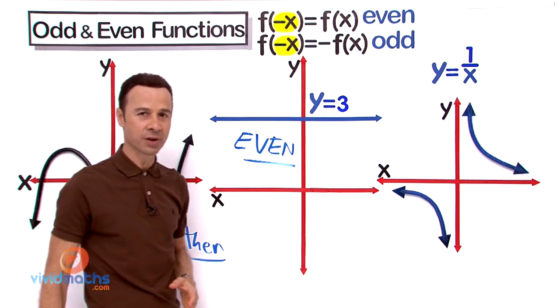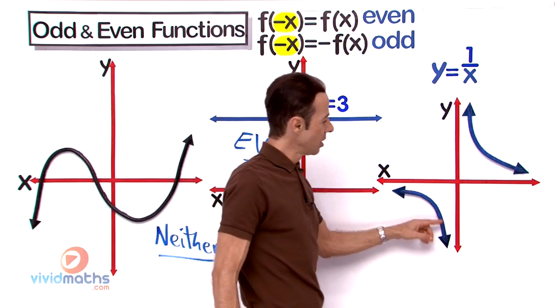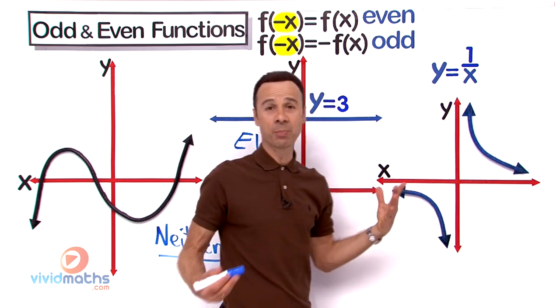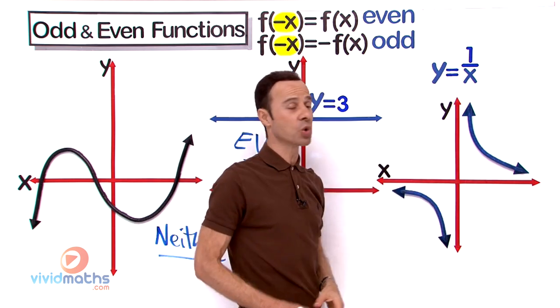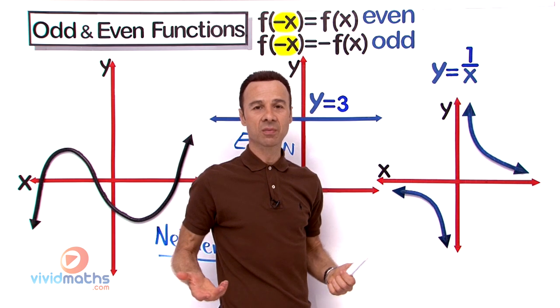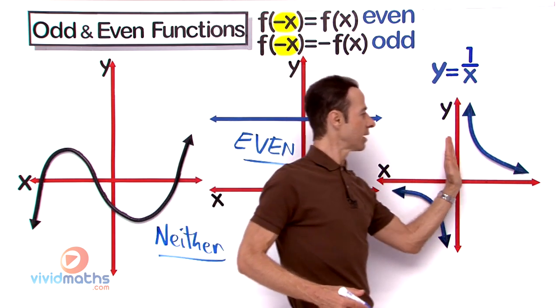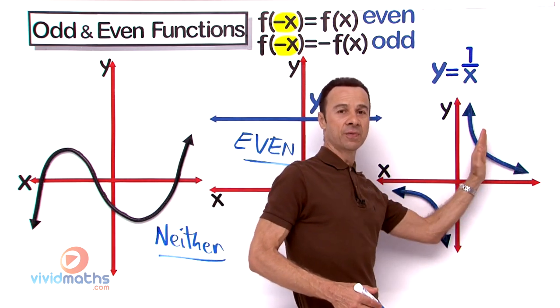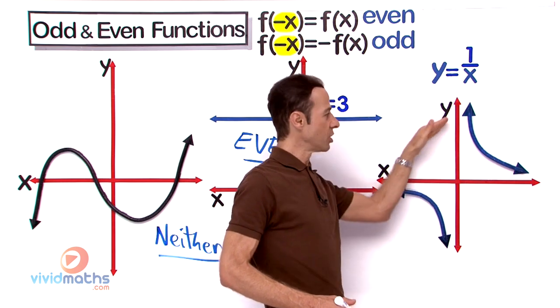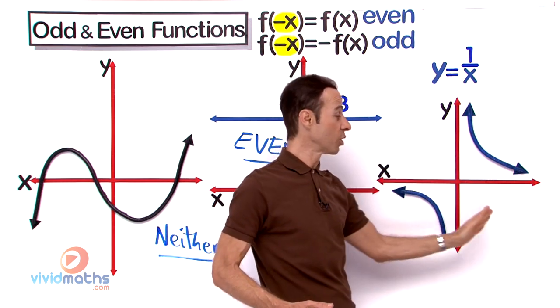Let's have a look at the third graph over here. We have a function, a curve there, a curve there. It's a hyperbola of the form y equals 1 on x. What is it? Well, I can't reflect it about the y-axis, because if I reflect that over that side, there should be a curve there. That's not happening.